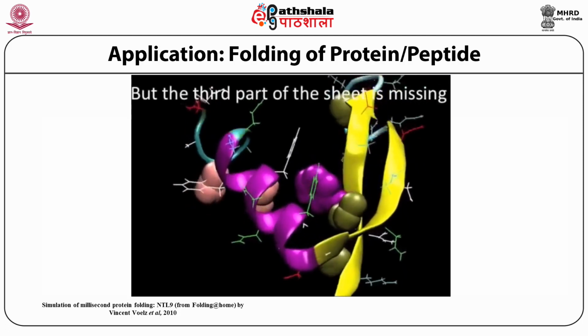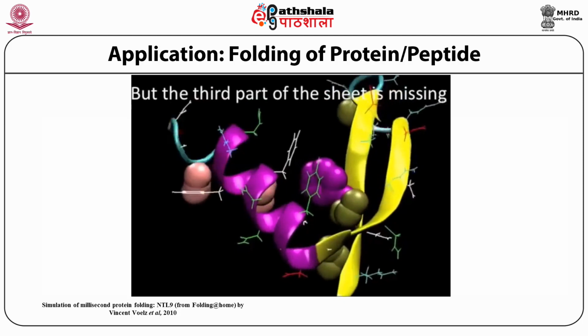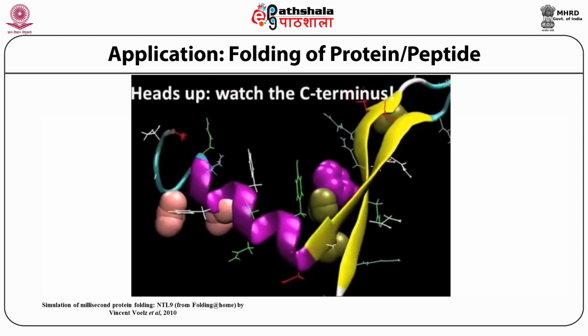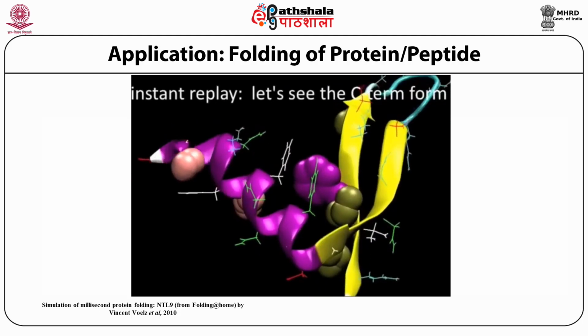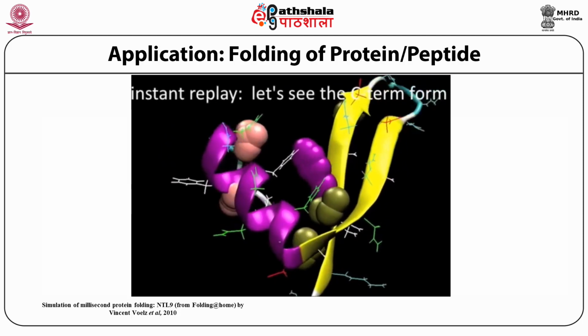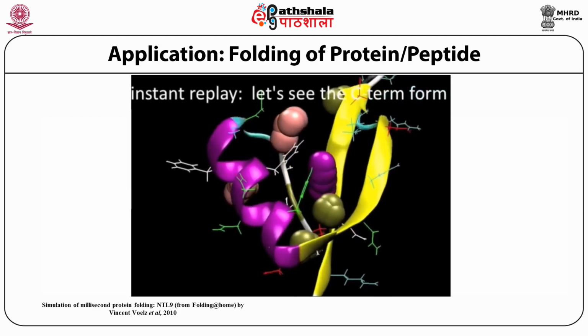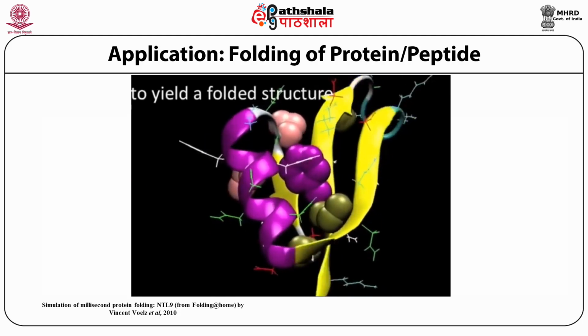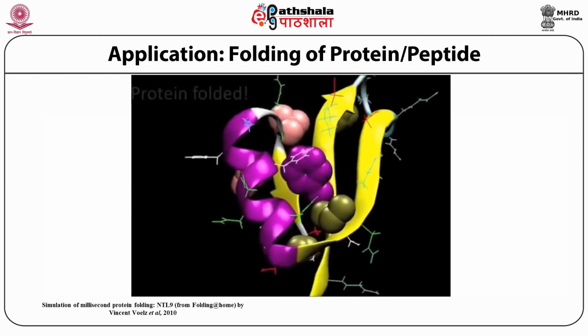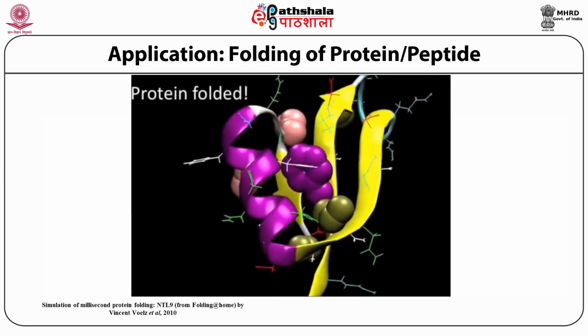In this example, we can see the complete pathway of protein folding of a small protein which has been performed by Vincent group. Here we can see how from a linear peptide the secondary structures are formed, beta sheets, alpha helix, and finally how it folds and stabilizes the protein structure.